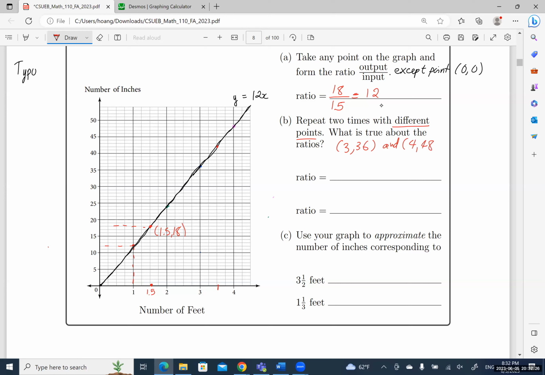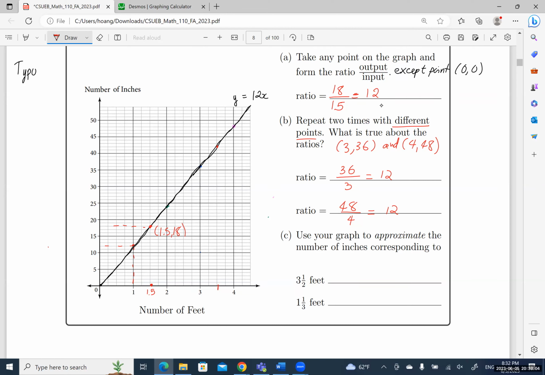448, right? So let's try that and see if we should have 12. Okay, so I have 36 as output. I divide by 3. What is that equal to? Well, here we go. What about 48 divided by 4? What is that? 12. Here we go. And again, you can use any other point and you should have the same ratio.